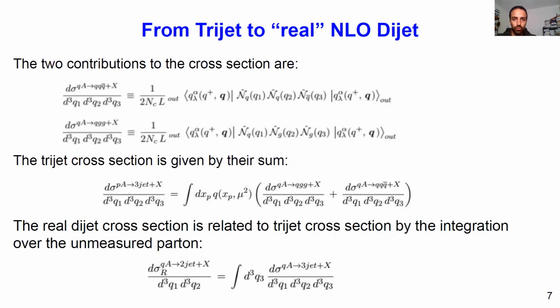By combining the two contributions here, we can find the total contribution for the trijet cross-section. And this is something very useful because we can immediately find the real dijet cross-section from this by integrating out one of the partons.